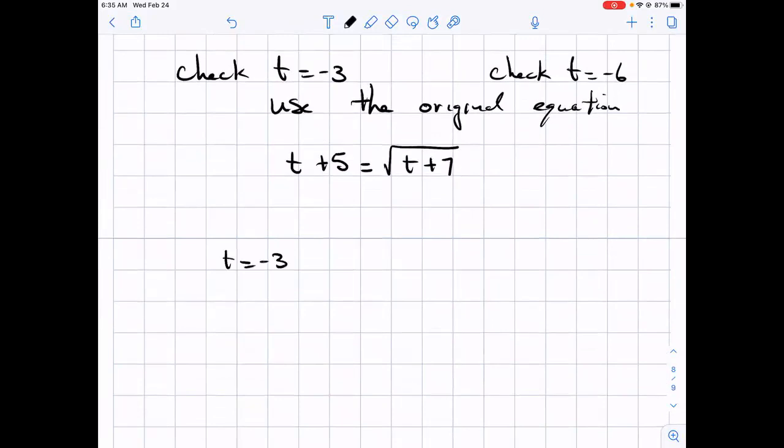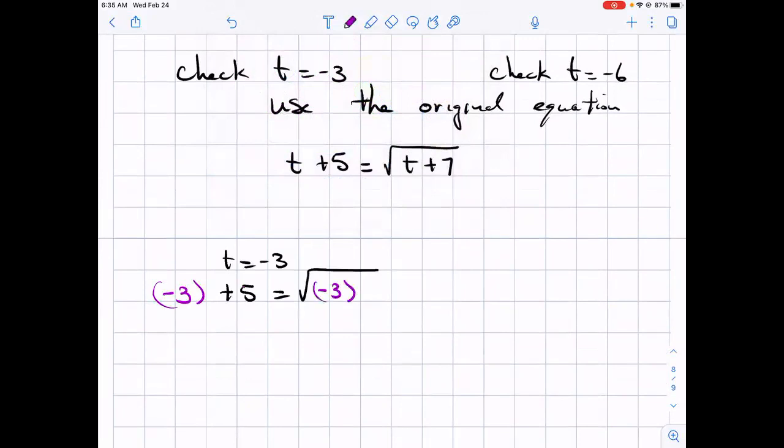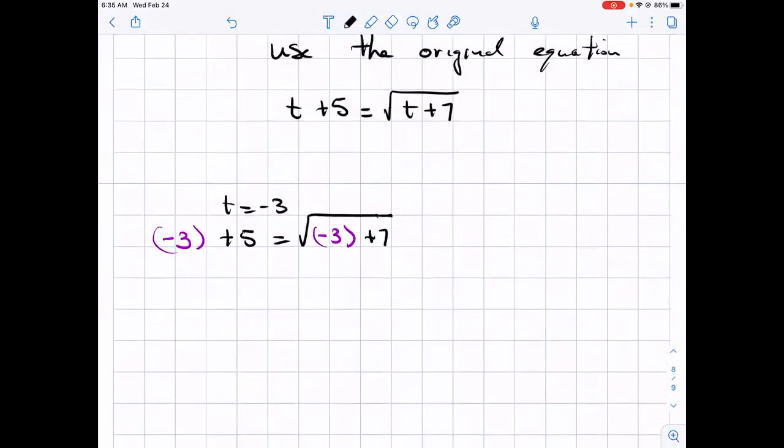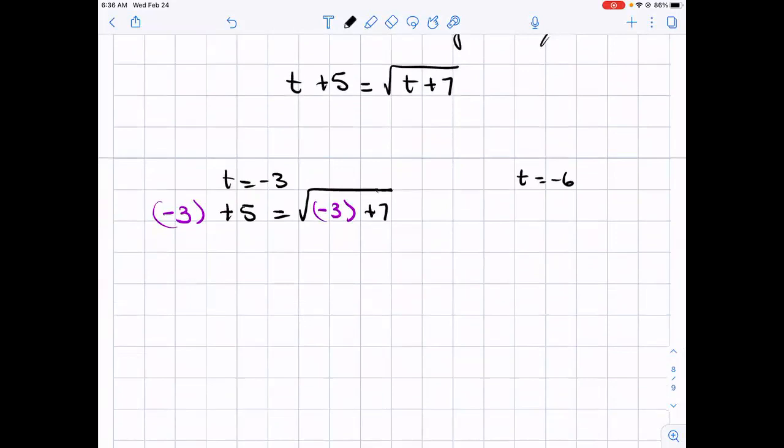T equals negative 3. So we have negative 3 plus 5 equal to the root of negative 3 plus 7. And don't forget also we have to check the other one. Let's finish this one here, because we also have to check when t is equal to negative 6. So don't forget that. We'll come back. Let's finish up this side of the checking.